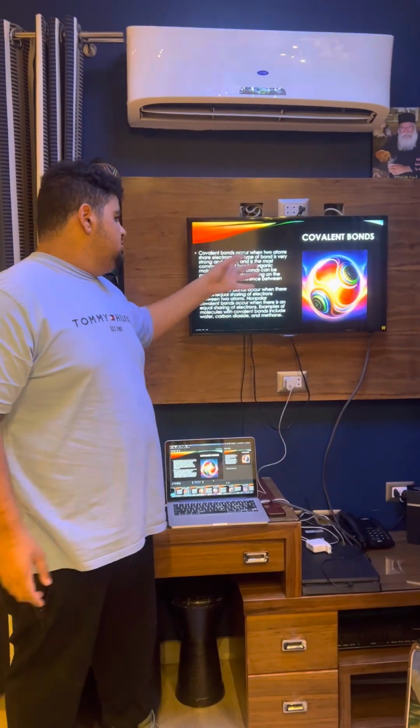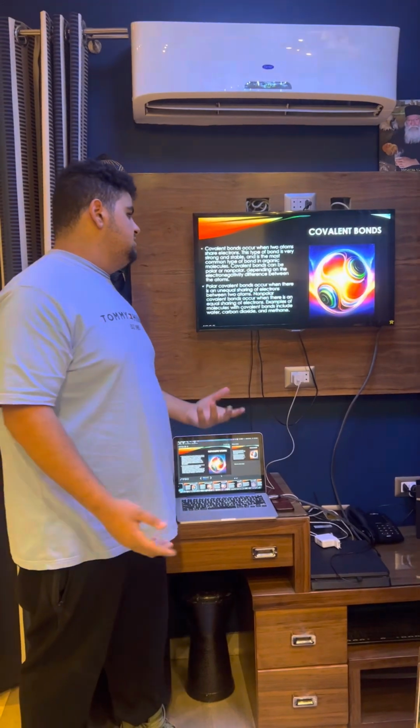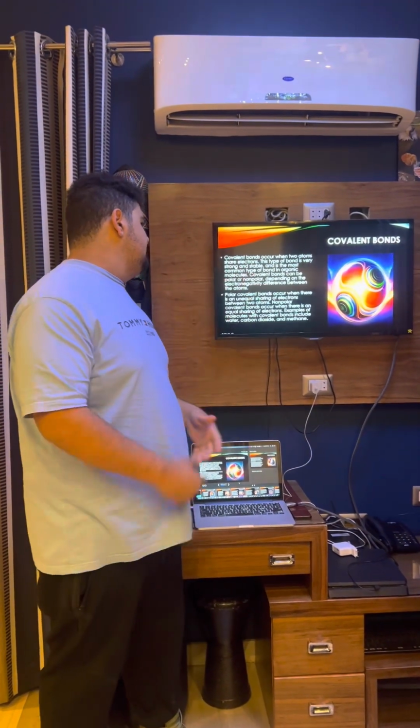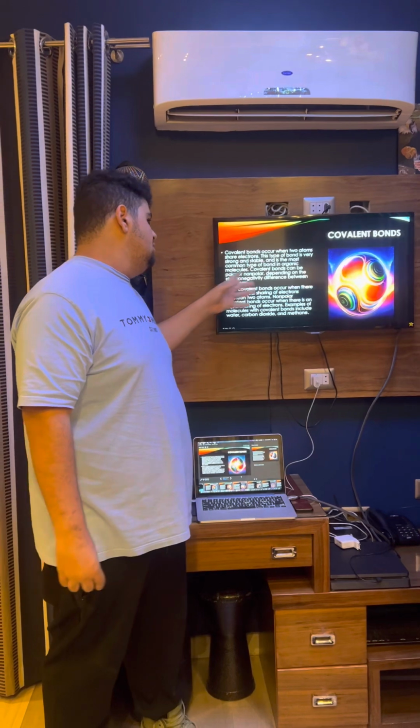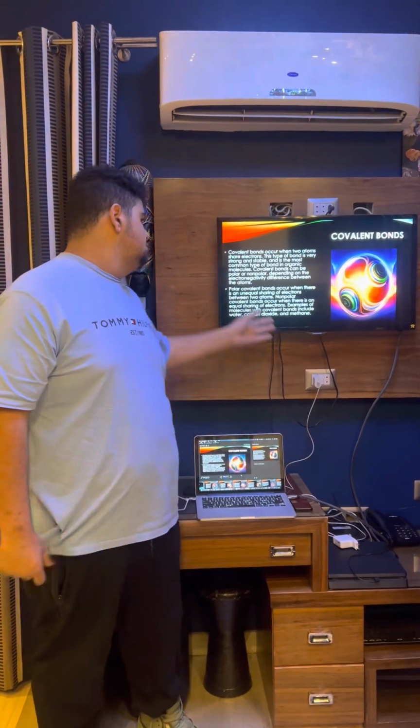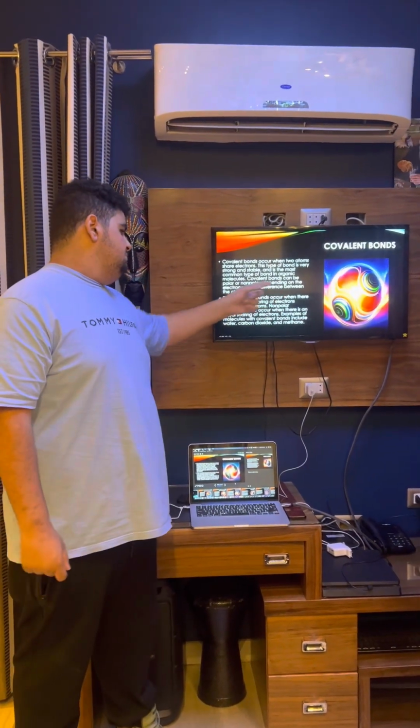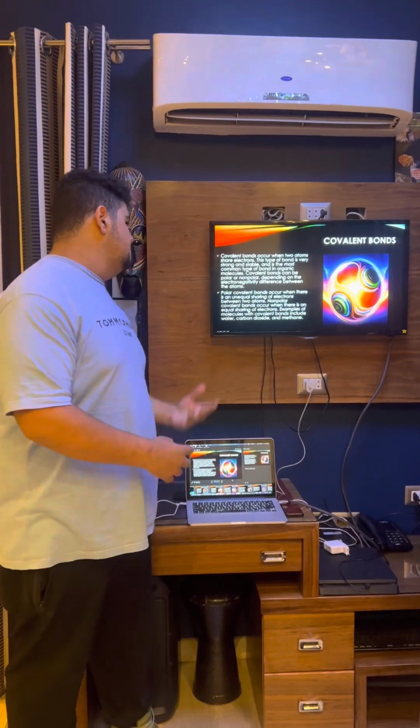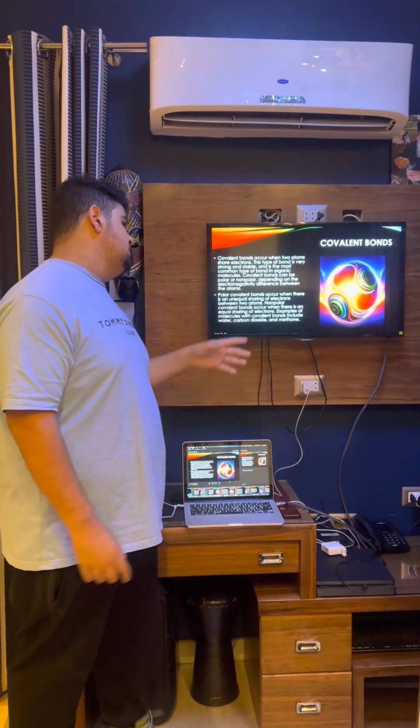Covalent bonds. Covalent bonds occur when two atoms share electrons. This type of bond is very strong and stable, and is the most common type of bond in organic molecules. Covalent bonds can be polar or non-polar, depending on the electronegativity difference between the atoms.